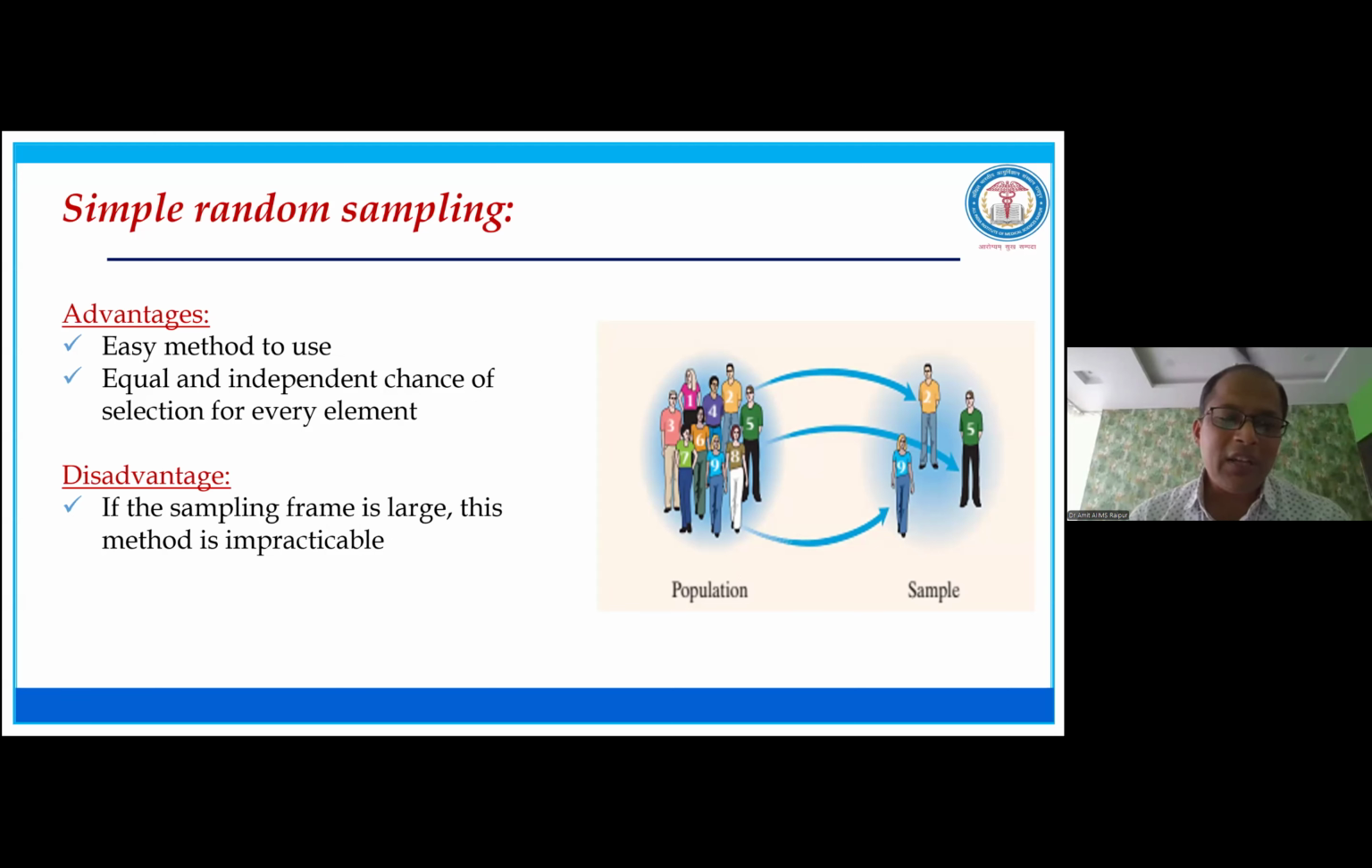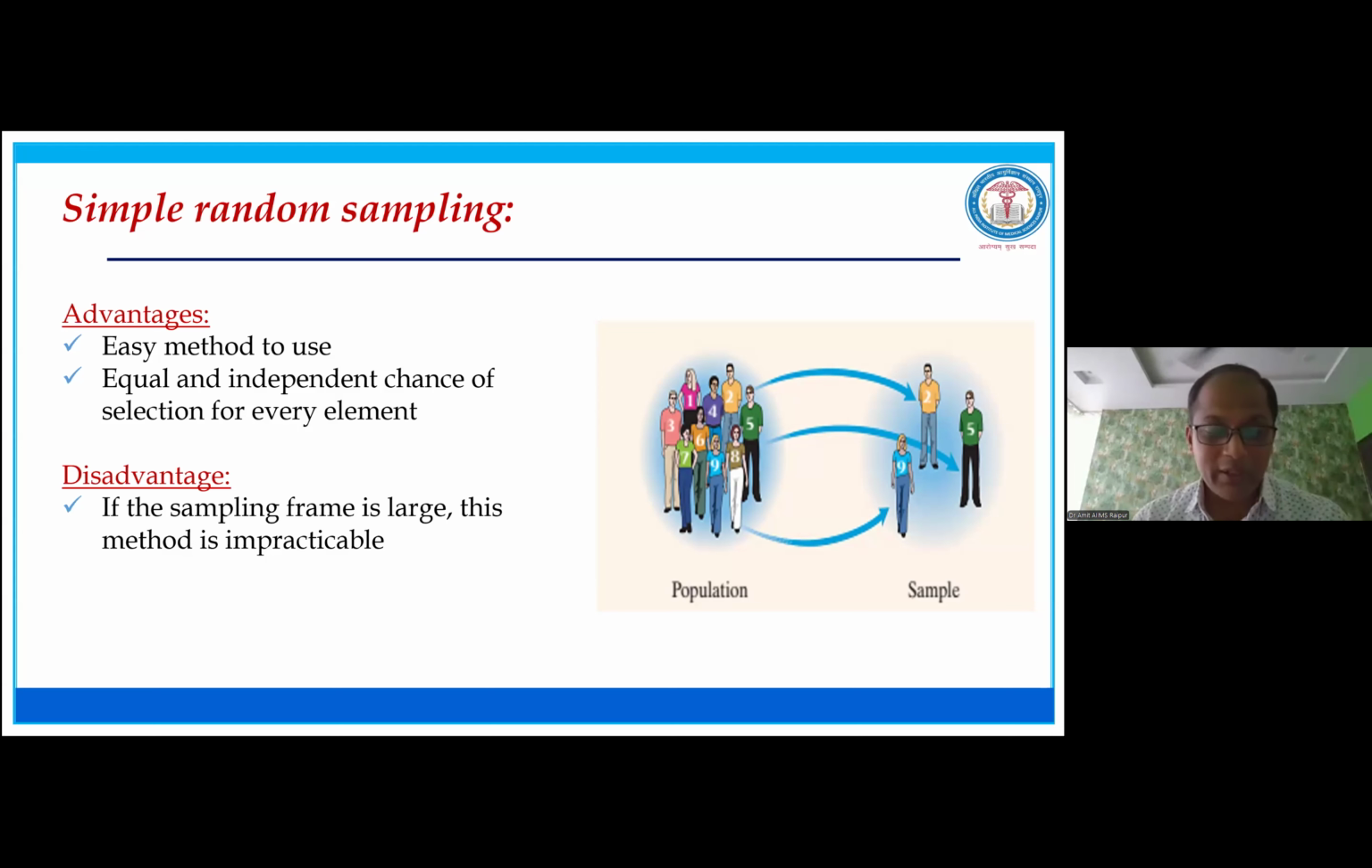So the advantage is that simple random sampling is a very easy method to use. And as I told, this is the best probability sampling method because each and every individual in the sampling frame has an equal chance to get selected in the sample.